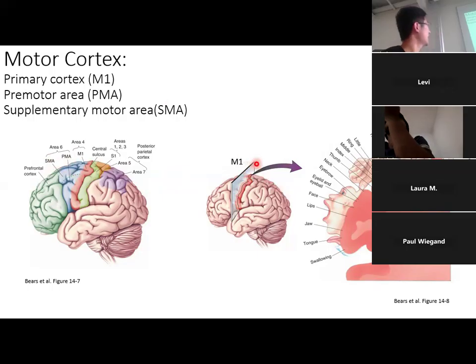So what does M1 look like? If we cut in this way, we get this area. This is called a homunculus. Homunculus means the little man. You can actually map different spots on the M1 surface to different body muscles. For example, at the top, you have the leg muscles, then the trunk in between, and then the arm.